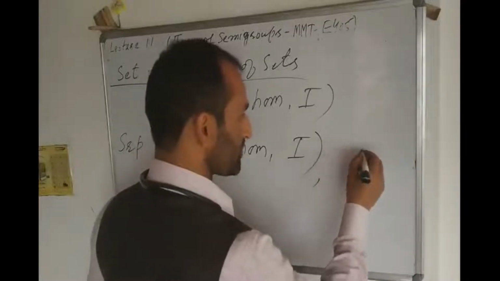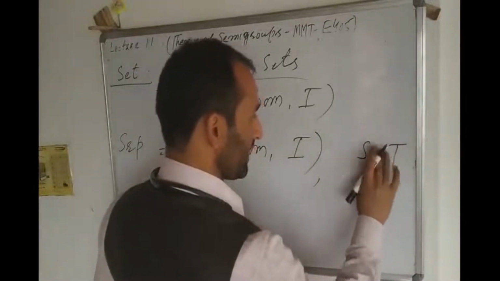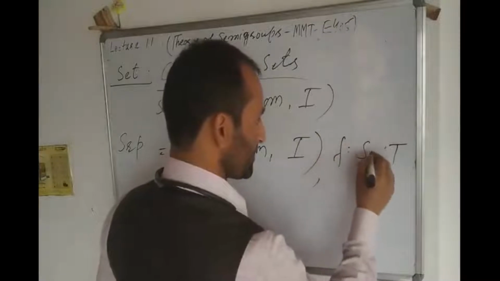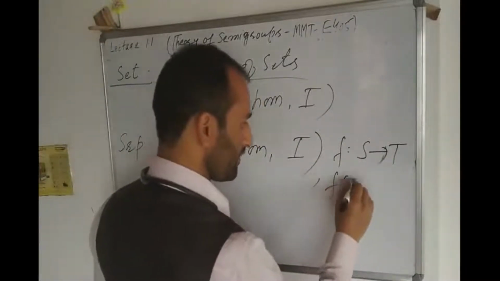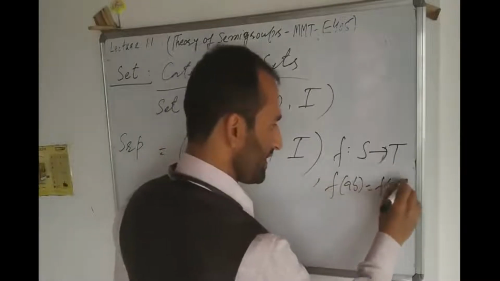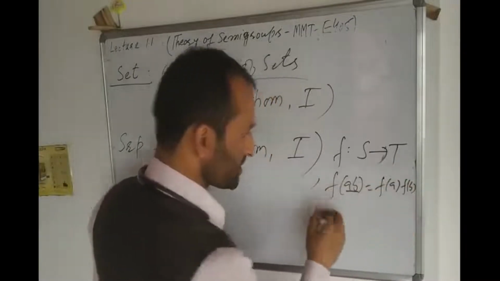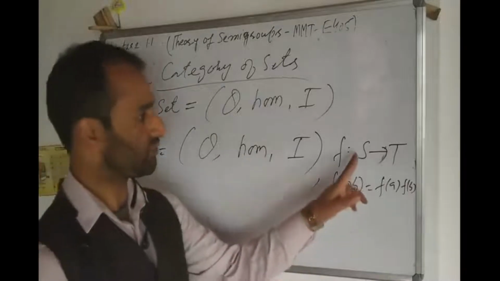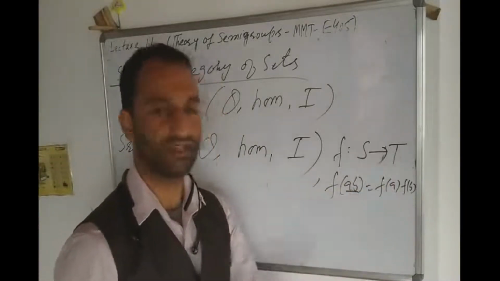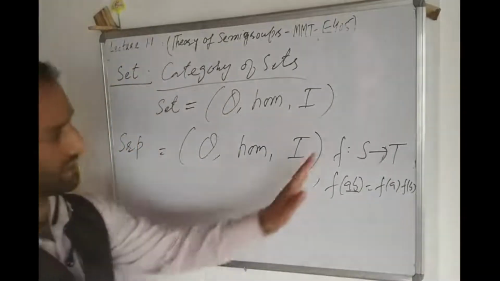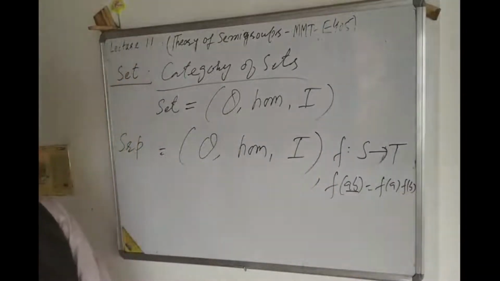If we have two semigroups S and T, then a function f from S to T is said to be a semigroup homomorphism if f of AB is equal to f of A times f of B, where AB is the product of A and B in semigroup S, and f(A)f(B) is the product of the two elements in semigroup T. So these are called semigroup morphisms or semigroup homomorphisms.